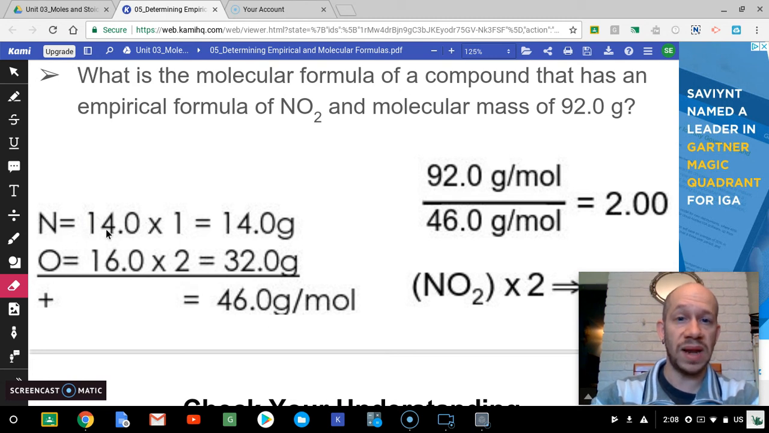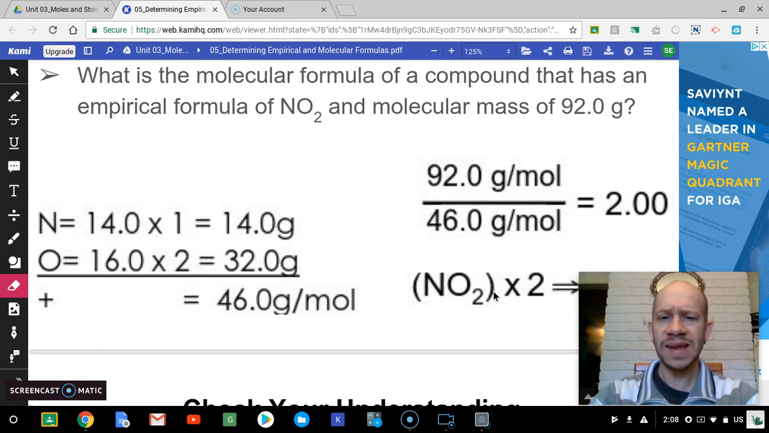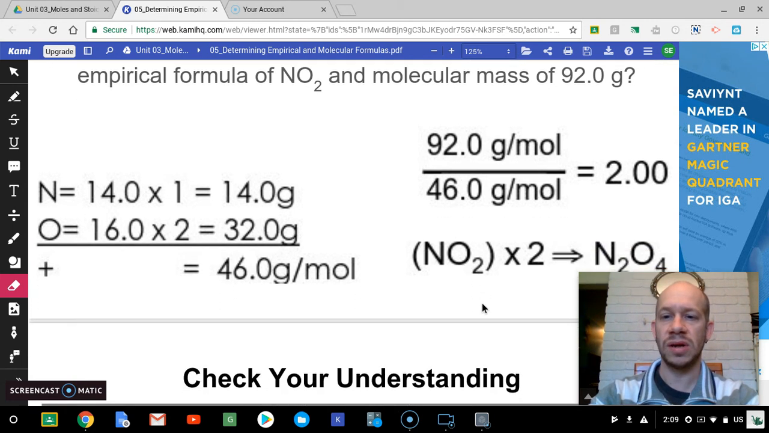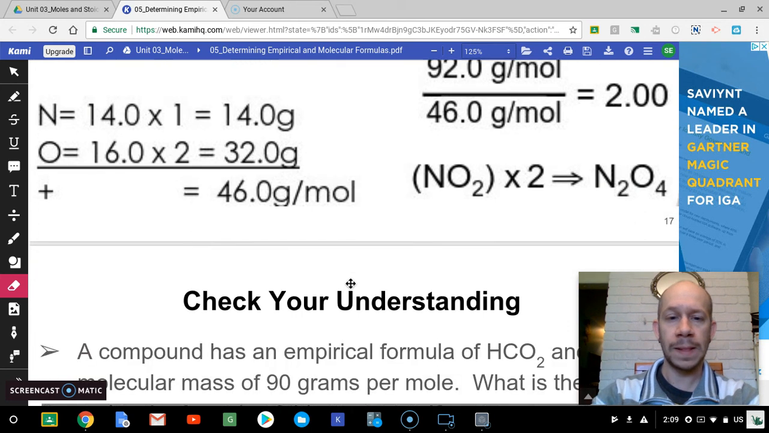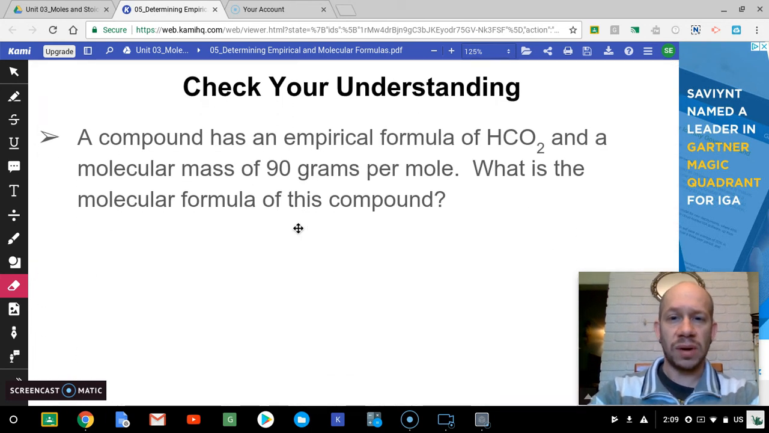So N, there's one N, so 14 times 1 is equal to 14. O, there are two O's, so 16 times 2 is equal to 32. So 14 plus 32 is 46 grams per mole. This is the GFM of the empirical formula. I'm going to take the mass given, 92 grams per mole, divided by the 46 that I just calculated, and that's going to equal a multiple of 2. So I'm going to take my empirical formula, multiply by that factor, and get N2O4. Now you try, check your understanding.